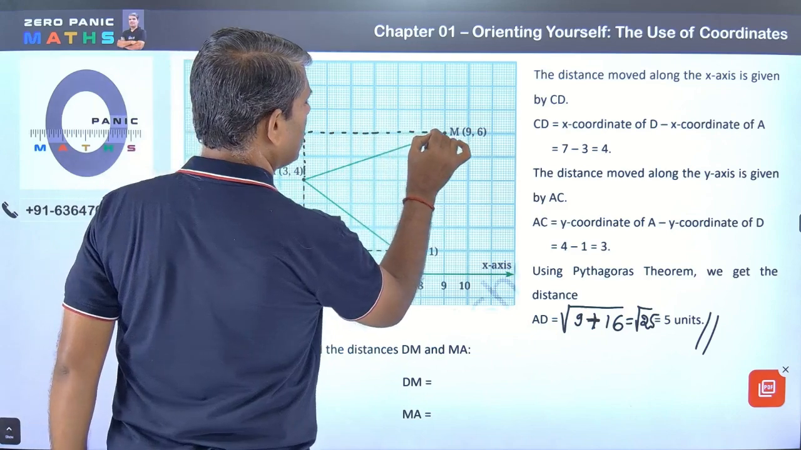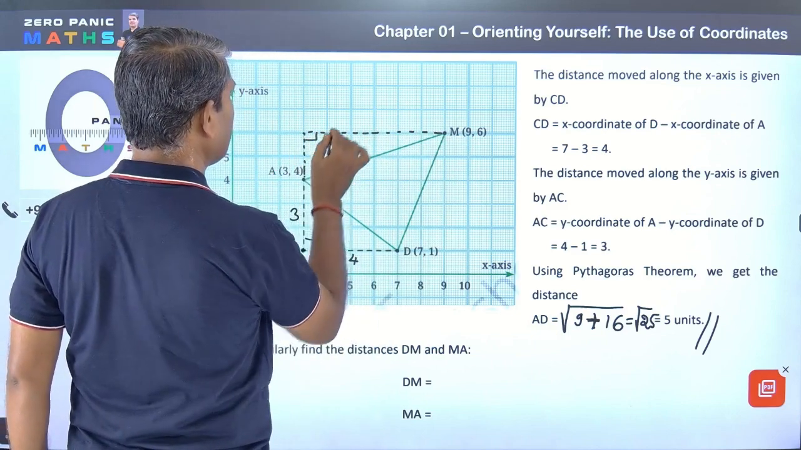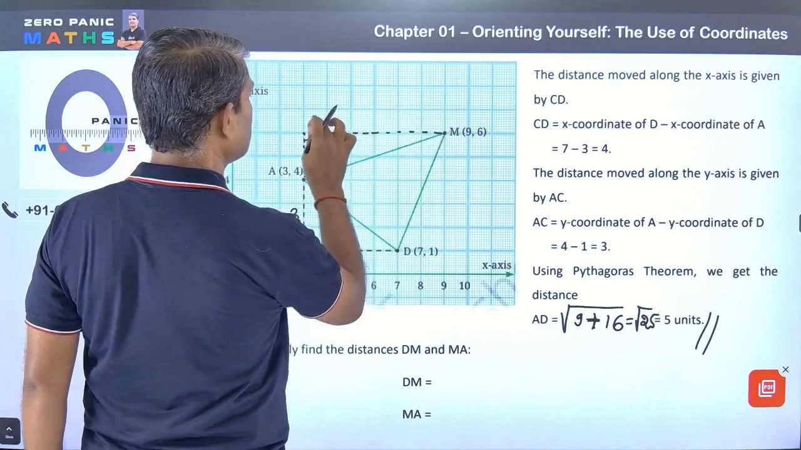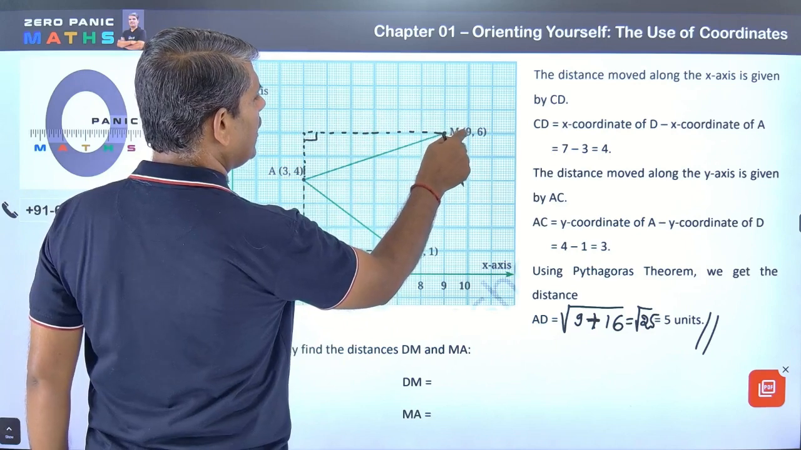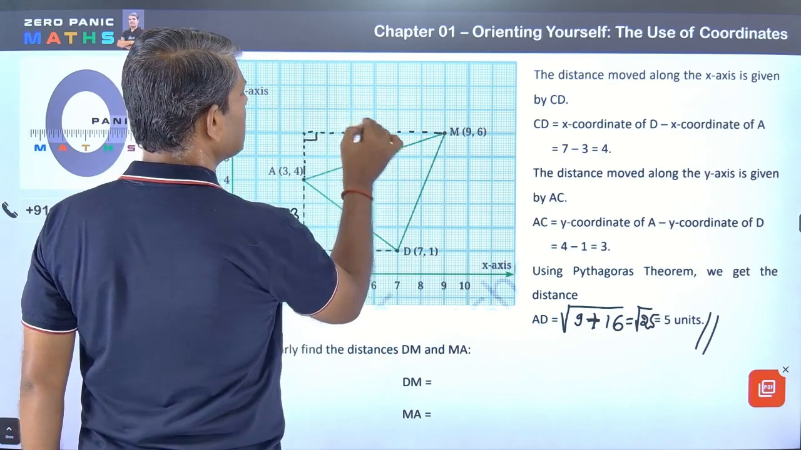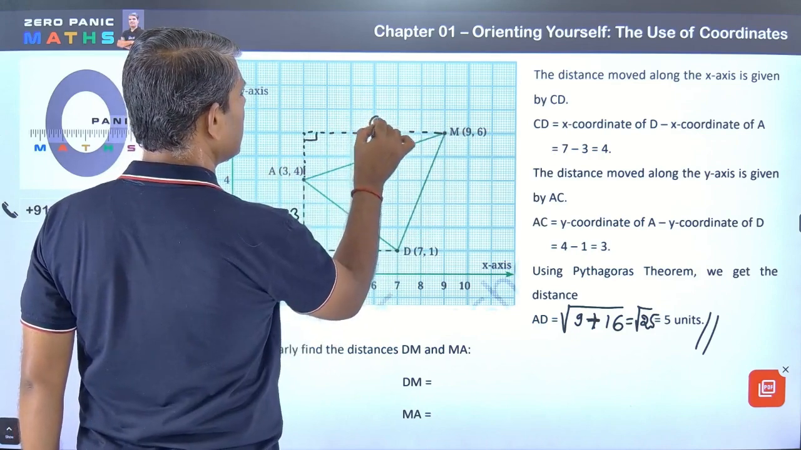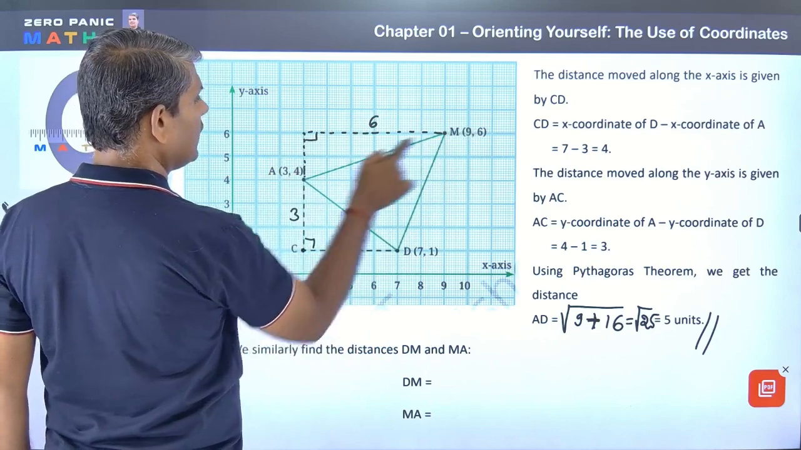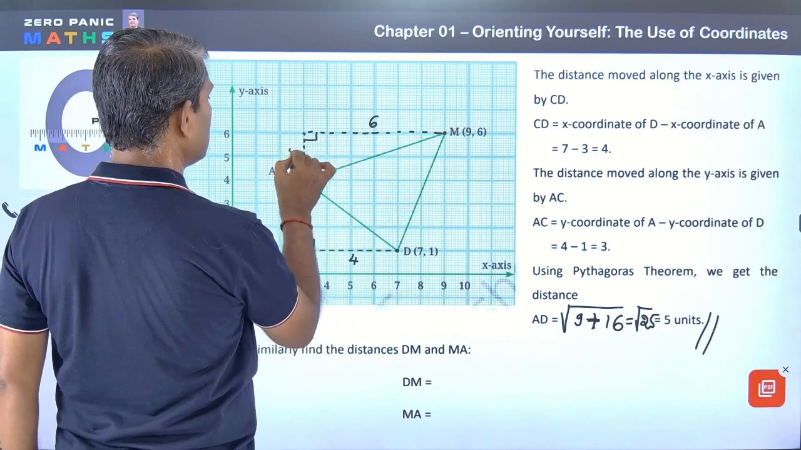You got this point? So this is a right angle triangle. You need to find out this. What is this? 1, 2, 3, 4, 5, 6. Or else you can say x coordinate of m minus x coordinate of a. That is 9 minus 3, which is 6. Again, y coordinate of m minus y coordinate of a. That is 6 minus 4, which is 2.